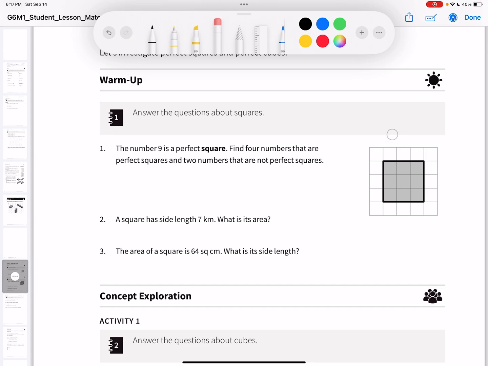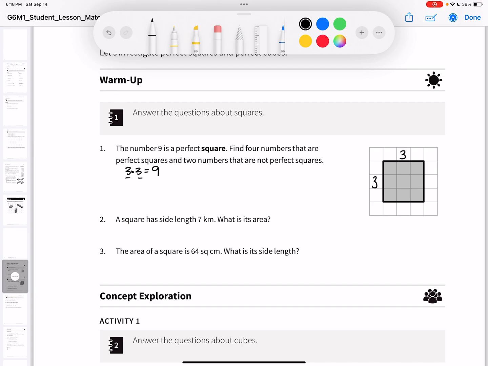So you can see over here, 9 is a perfect square because it is 3 times 3, and it makes a square, right? So we do 3 times 3, and that equals 9. So 9 is a perfect square because 2 of the same numbers multiplied together equal it, okay? So it's asking us to find 4 more numbers that are the same.